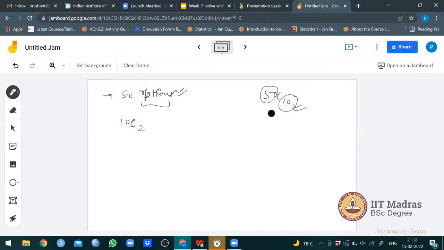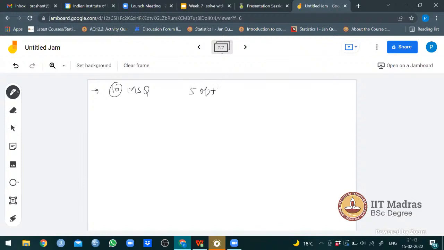This is MCQ, and only one option can be correct. Suppose, for example, there were 10 MSQ questions and 5 options for each question. Here the number of ways of attempting options will be different. In MSQ, at least one option can be correct, and at most all 5 options can be correct. When only one option is correct, in how many ways can you choose it? 5 ways.